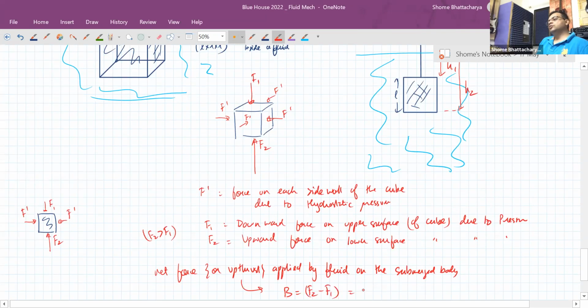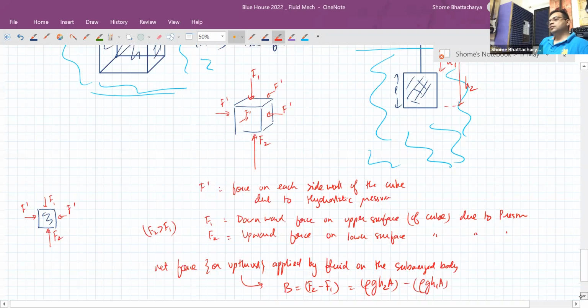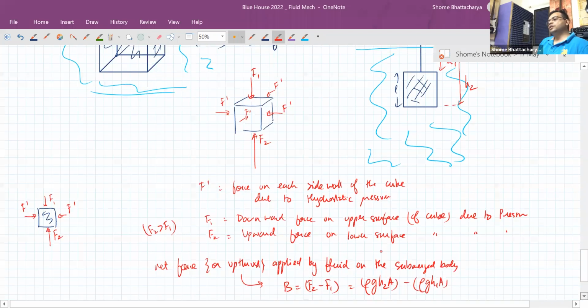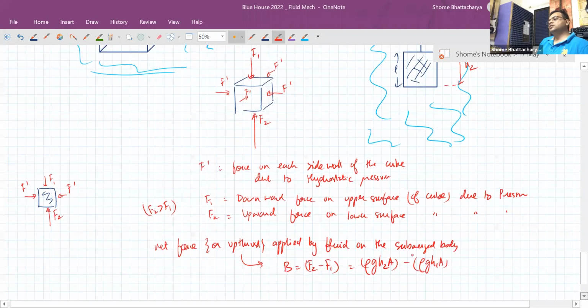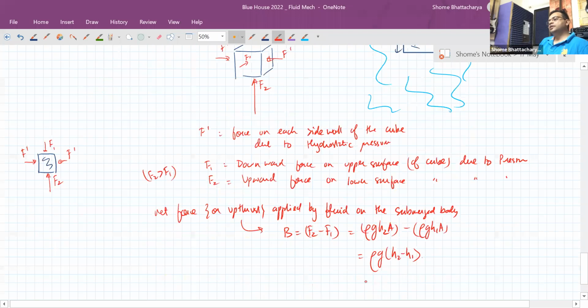Now that will be equal to fluid pressure at that depth into the area, minus fluid pressure at the depth of the upper surface into the same area. So as you can see, it is the density of the fluid into g into h2 minus h1 into the common area, which is L square. And h2 minus h1 is also L. So it is rho g L cube. You can see that it is equal to the weight of fluid displaced. Here rho is the density of the fluid.